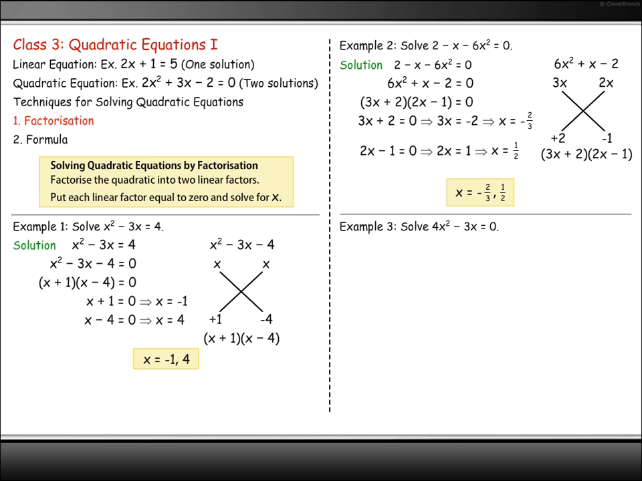Example 3. Solve 4x squared minus 3x is equal to 0. Factorize the quadratic by taking out x in common. The factors are x times 4x minus 3. Put each factor equal to 0, giving a solution of x is equal to 0, and x is equal to 3/4.